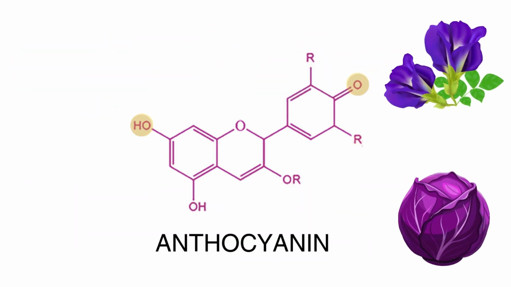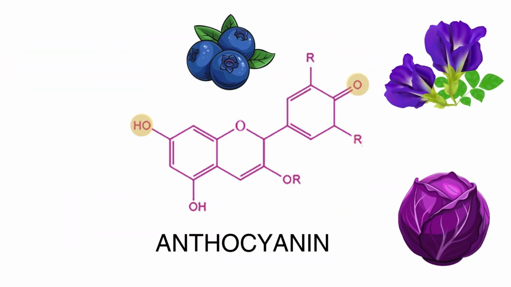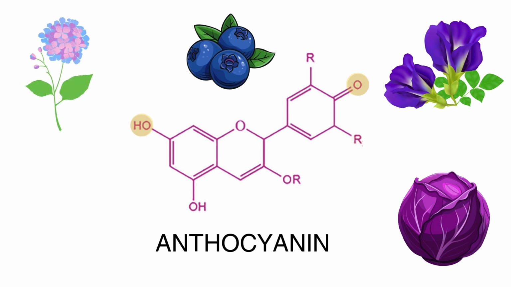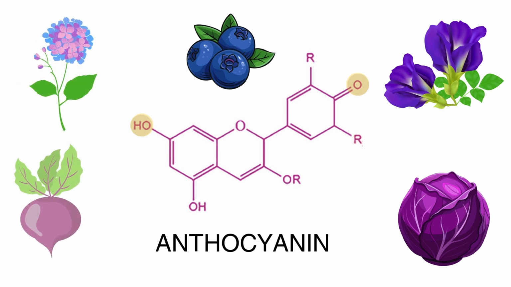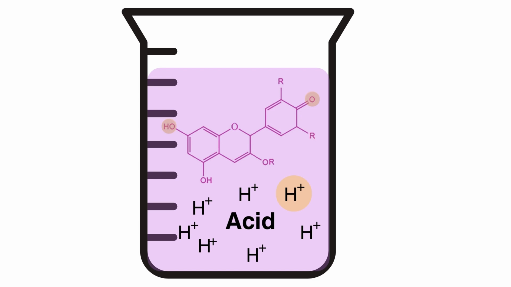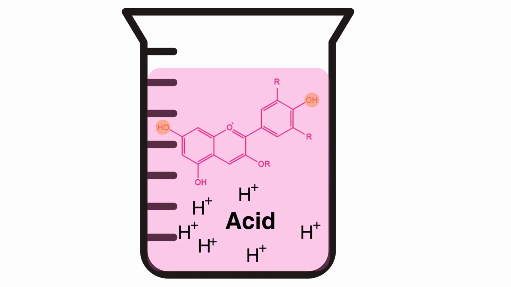Anthocyanin is found in many plants like red cabbage, butterfly pea flowers, blueberries, hydrangeas, and beets. It's a very common color in the plant world. And when it is exposed to an acid, where there are extra hydronium ions, the hydrogens from the acid will bond with this extra reactive oxygen on the anthocyanin, and that will turn the solution pink.